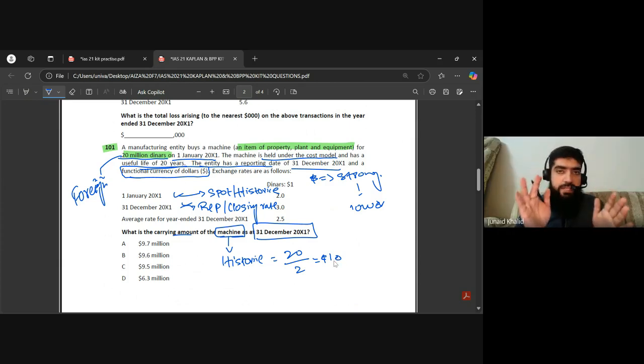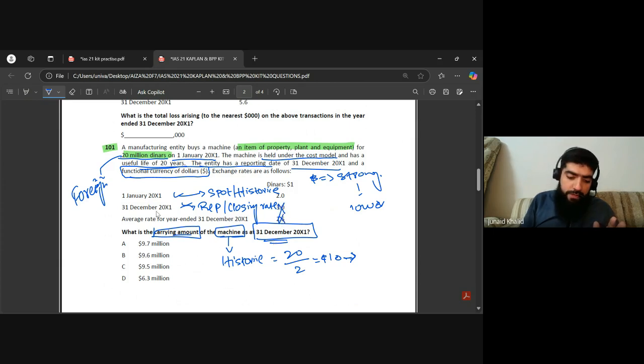Now, what you have made is a blunder: you recognized the machine at 1st January 20x1. What we are going to do is calculate the carrying amount at the end of the year. So definitely we will be ignoring that one, but what we have to do is calculate the depreciation for the year. Are you getting my point?